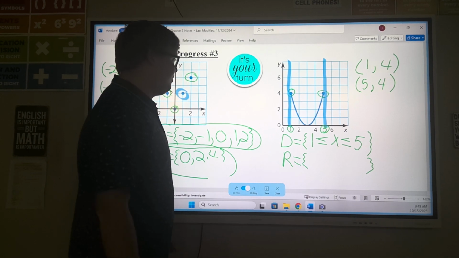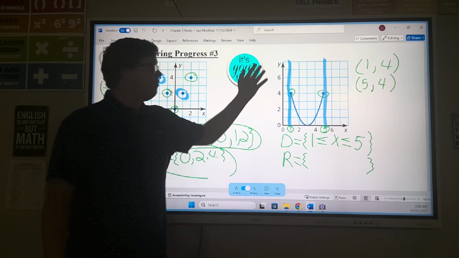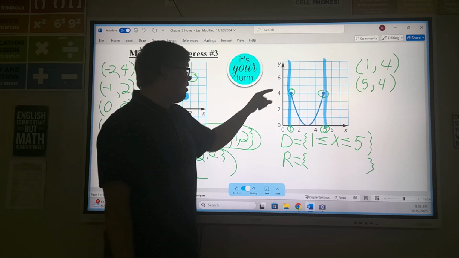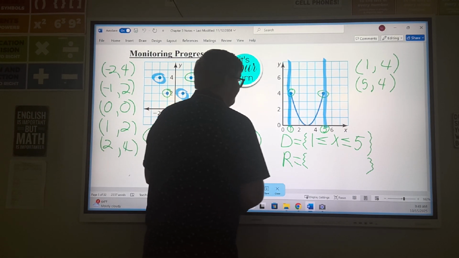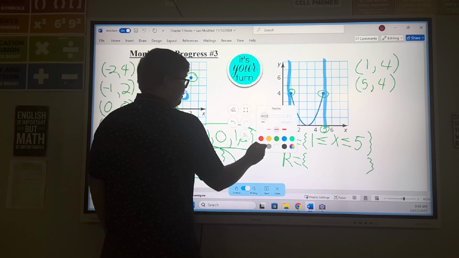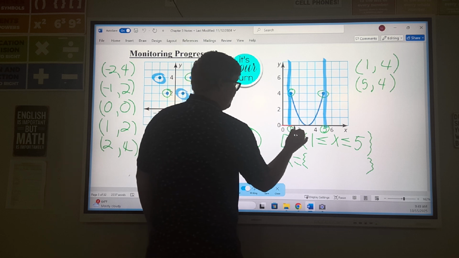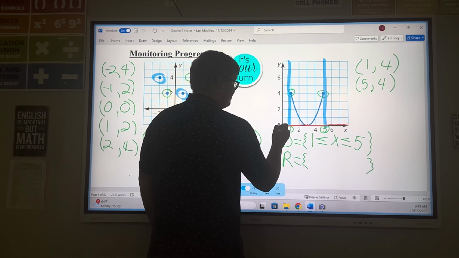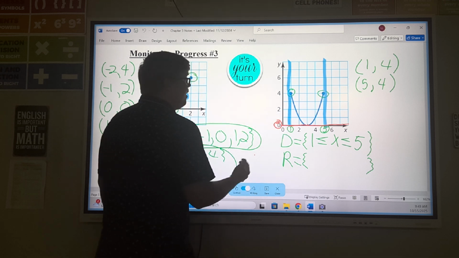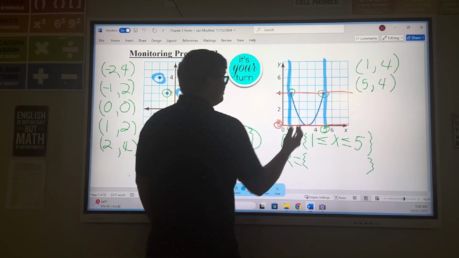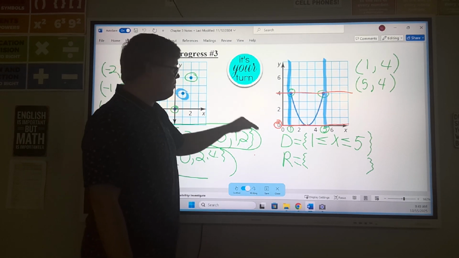Okay, our range. A lot of you may have put 4 and 4. Unfortunately, that's not going to be correct because we look at our entire line, right? And our range actually runs from 0, because that's how far our line drops, right? And 0, and it ends all the way up at 4. So the highest it goes is 4, the lowest it goes is 0.